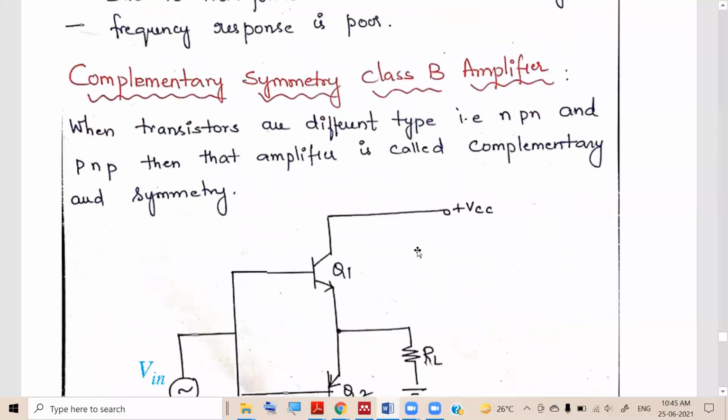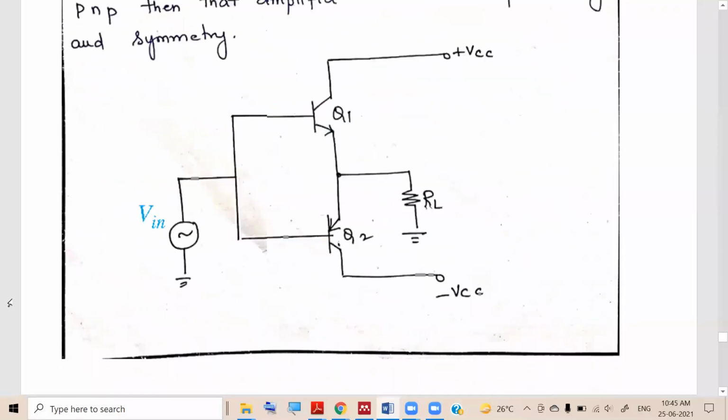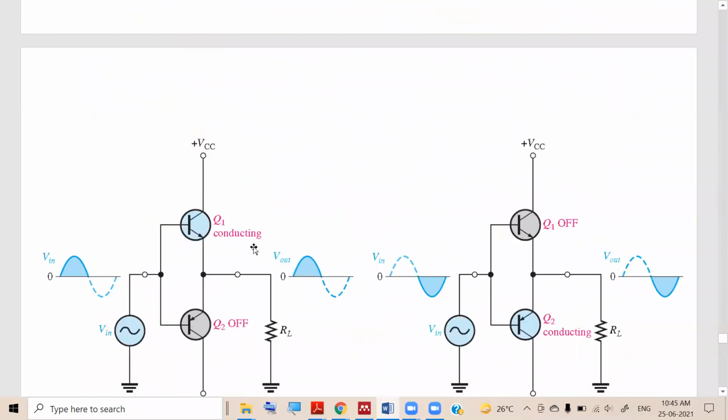Okay, so again I am repeating what is happening. Each transistor is conducting for 1/2 cycle, right? So each transistor is acting like a half wave rectifier, but amplifying the output, right?